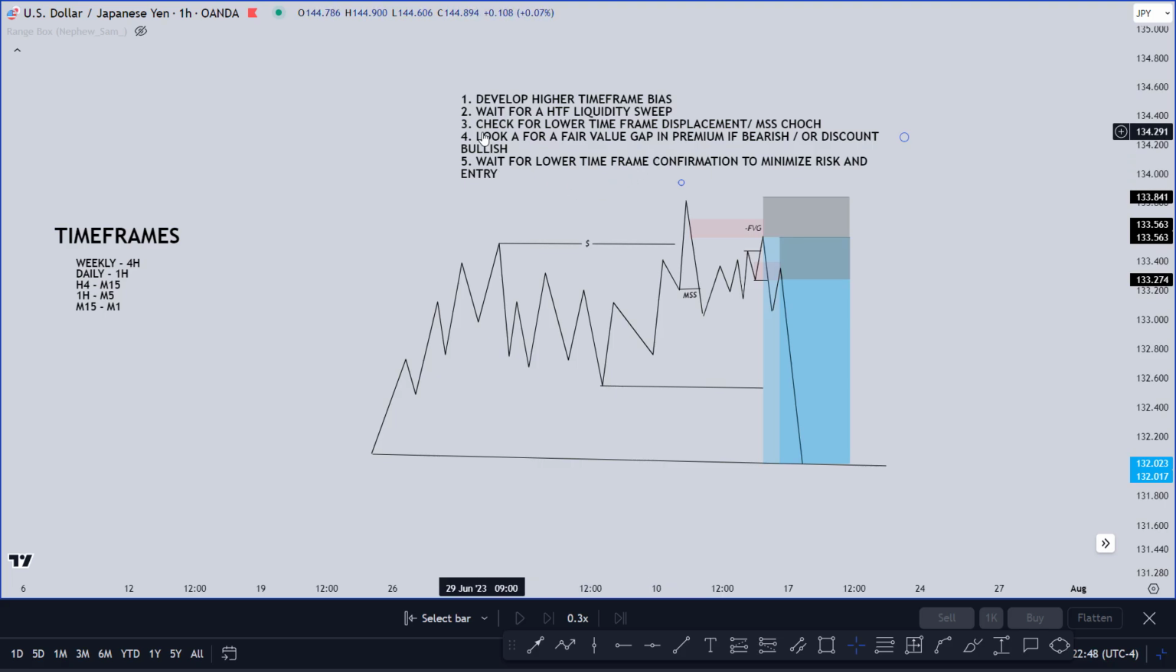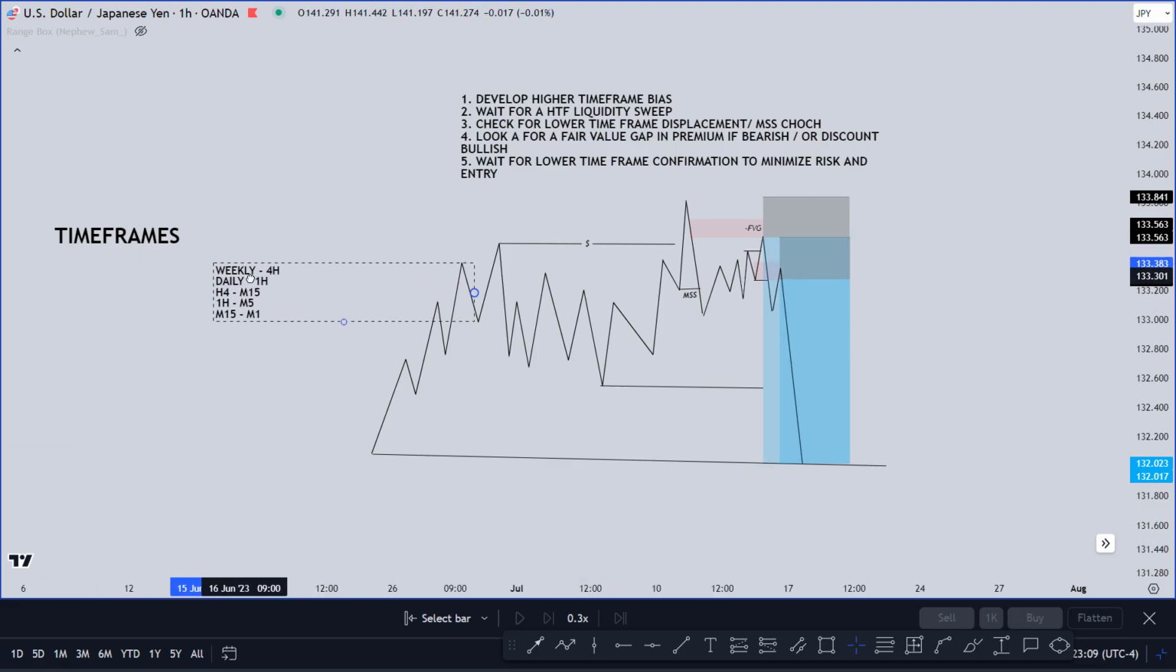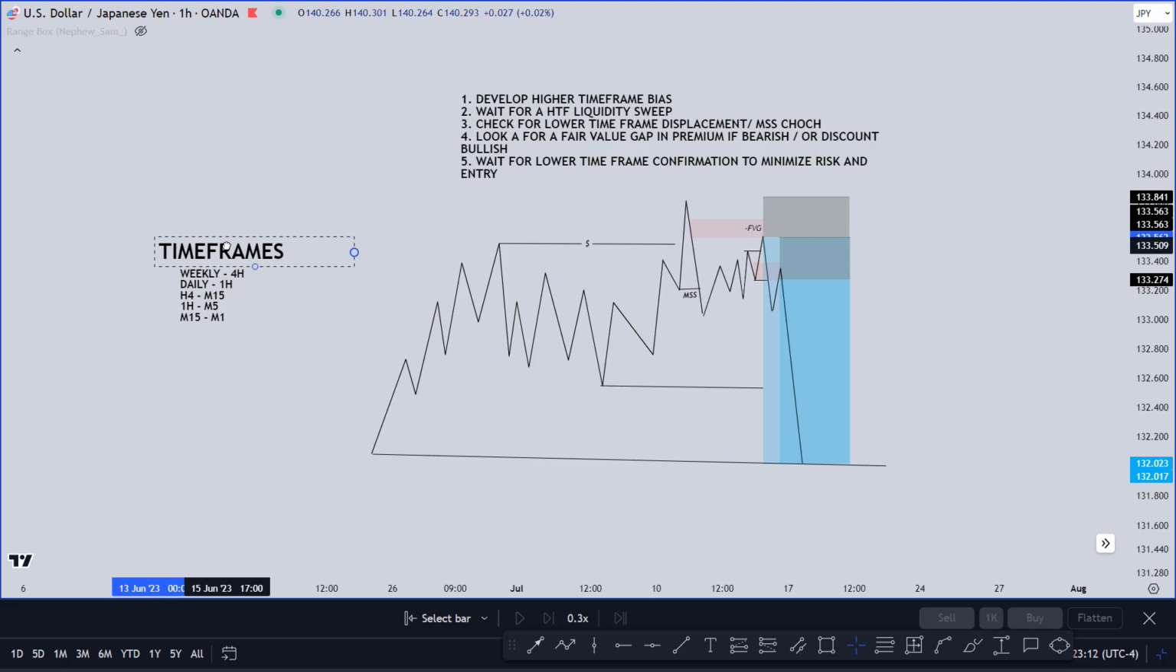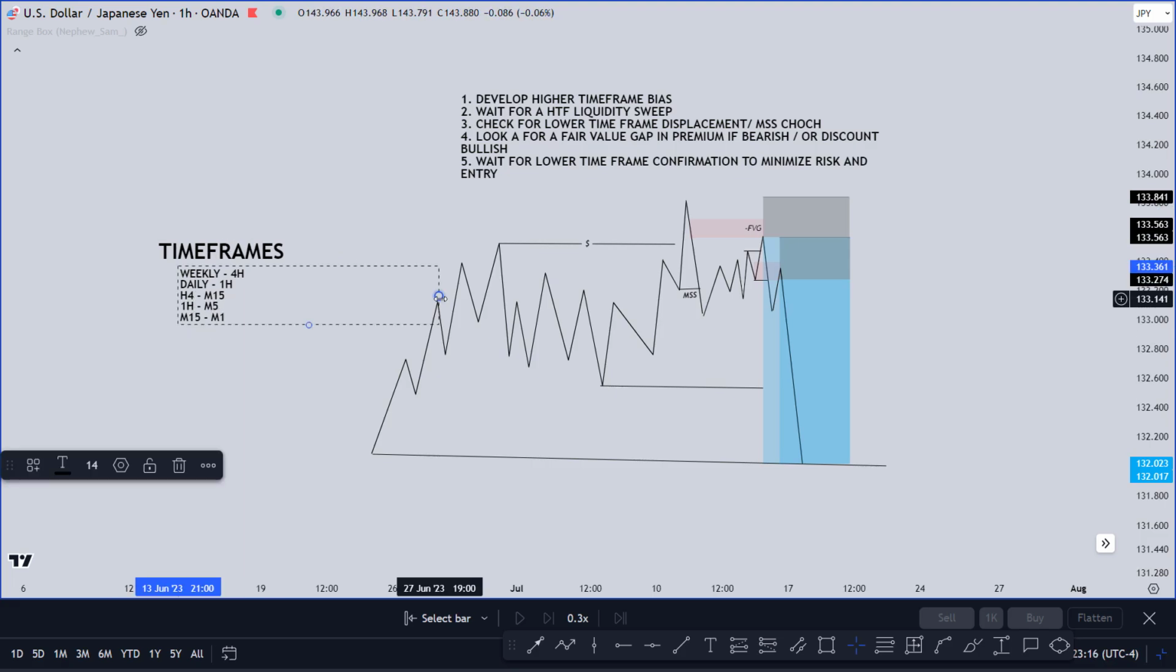And then for the fourth step, we will look for a fair value gap in premium if we are bearish, or in discount if we are bullish. And then for the fifth step, we can wait for lower time frame confirmation to minimize risk in our entry. So right here, as you can see, for the time frames, just go with them, just like it stated right here. A lot of traders know this, but if you're not acclimated to this yet, I'm just going to briefly go over this.